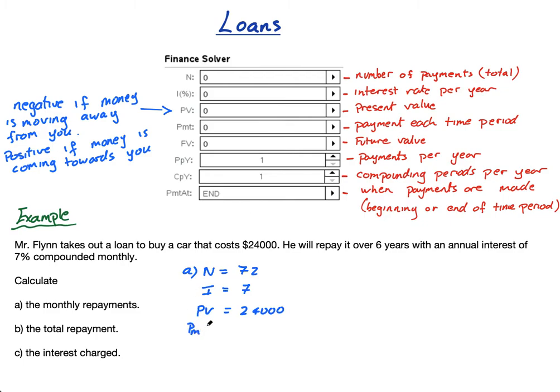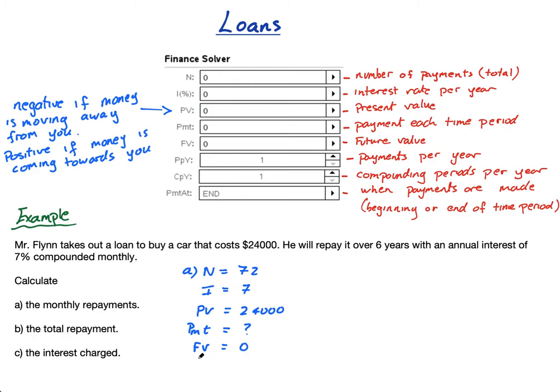Payment is the payment we're going to make each time period. Now, this is the thing I don't actually know yet. I'm trying to find that. So I just put question mark. Future value. Now, if I'm going to pay it back and I'm trying to find out how much I pay back every month, the future value is 0 because I'll have paid it back. It'll be gone. It'll be finished. So that's why I'm going to put 0 for future value.